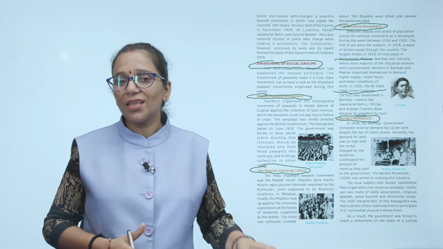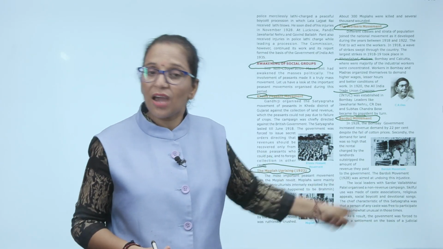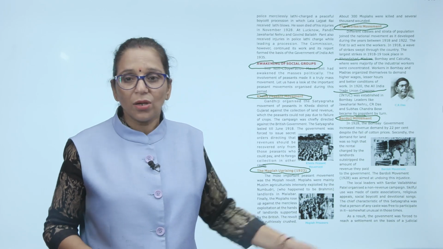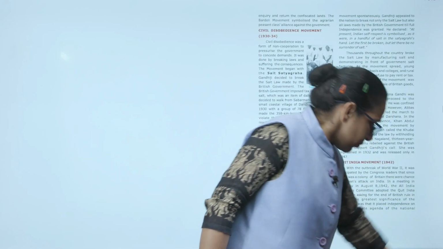The chief characteristic of this satyagraha was that a person of any caste was free to participate in it. It was open for everyone, somewhat unusual in those times. People wondered why they should participate, because caste discrimination was there. But in Bardoli, people of every caste and religion participated. As a result, the government was forced to reach a settlement on the basis of a judicial inquiry and return of the confiscated land. The Bardoli movement symbolized the agrarian peasant class alliance against the government. This was a great effort by Sardar Vallabhbhai Patel, where he pressurized the British government to do welfare work in favor of the peasants.